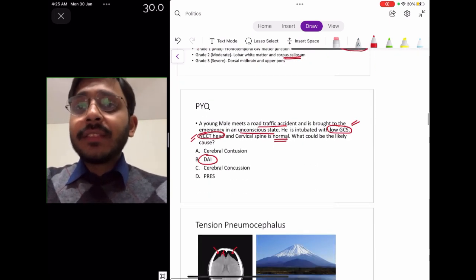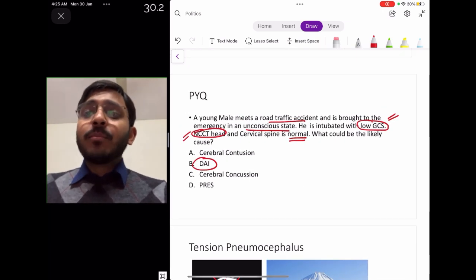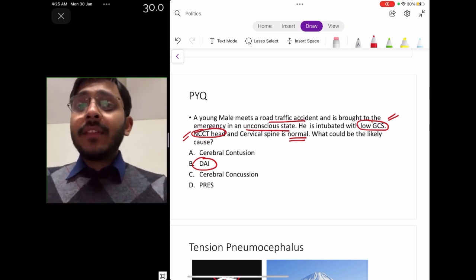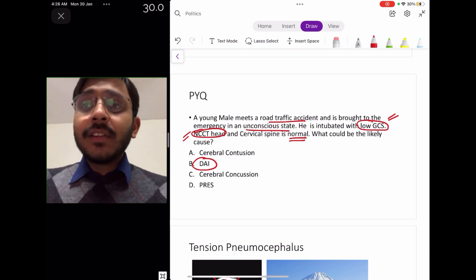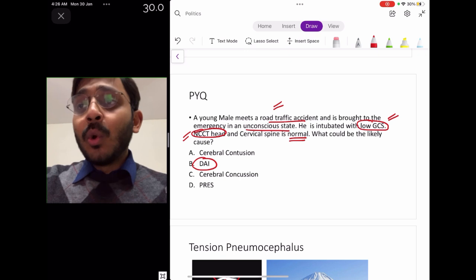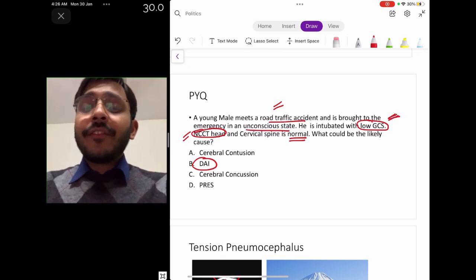So just a previous year question: a young male meets a road traffic accident and is brought to the emergency in an unconscious state. He is intubated with low GCS and the NCCT head and C-spine was normal. What could be the likely cause? So few keywords here. It was a road traffic accident. Patient has a low GCS and the NCCT head was normal. So if we combine all these three, we know that the answer is DAI.